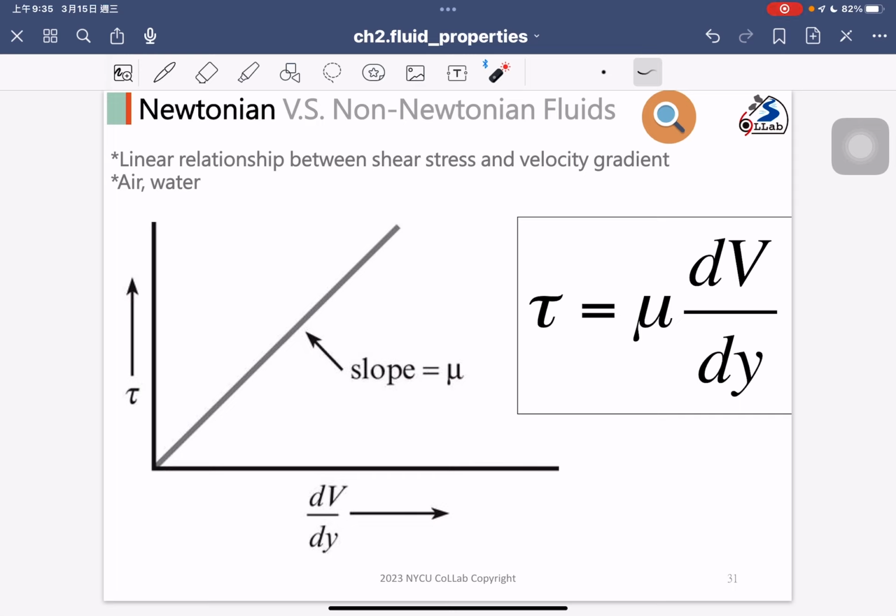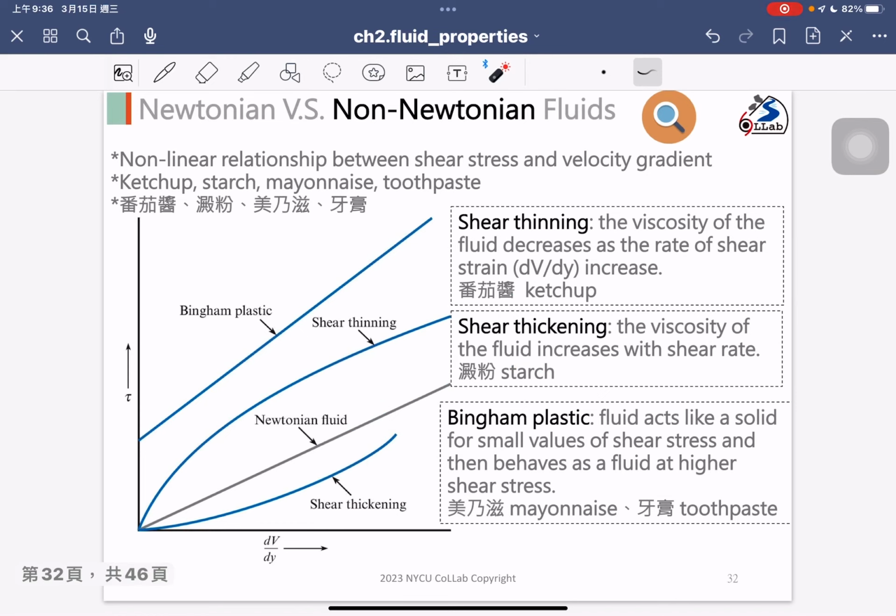Okay, and I just highlight some materials that are Newtonian fluids, such as air and water. So if we understand the meaning of Newtonian, just keep in mind the linear relationship between the shear stress and the velocity gradient. So in the next slide, I want to tell you what a non-Newtonian fluid is.